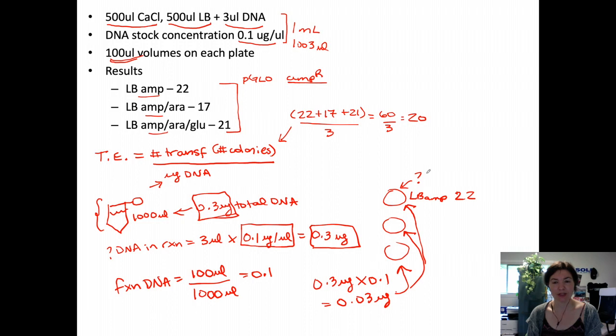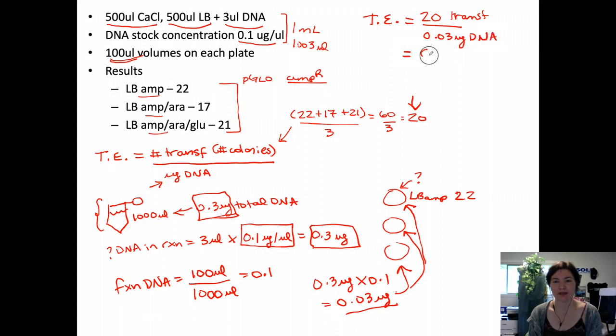So now we have all the information we need to actually solve this equation. So we can take our transformation efficiency is 20, right, that we got here, transformations, divided by how much DNA went onto each one of these plates, and that gives us an answer of 666 per microgram DNA. You always want to use those units, of course.